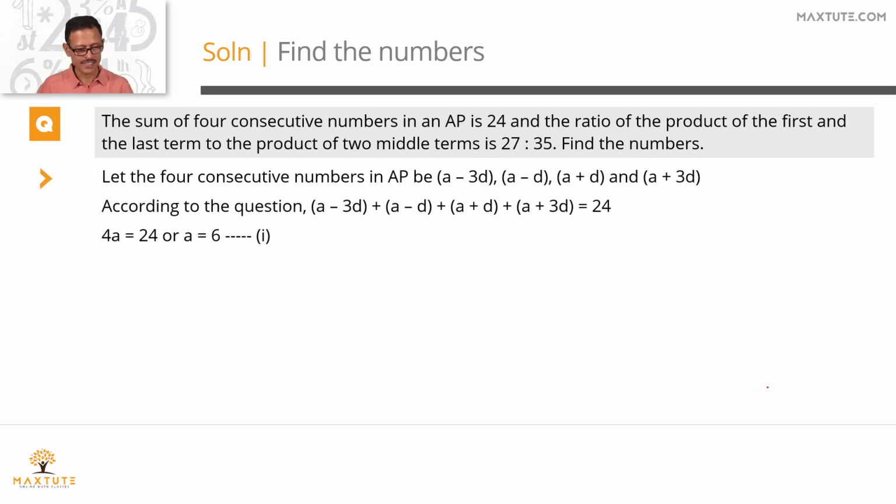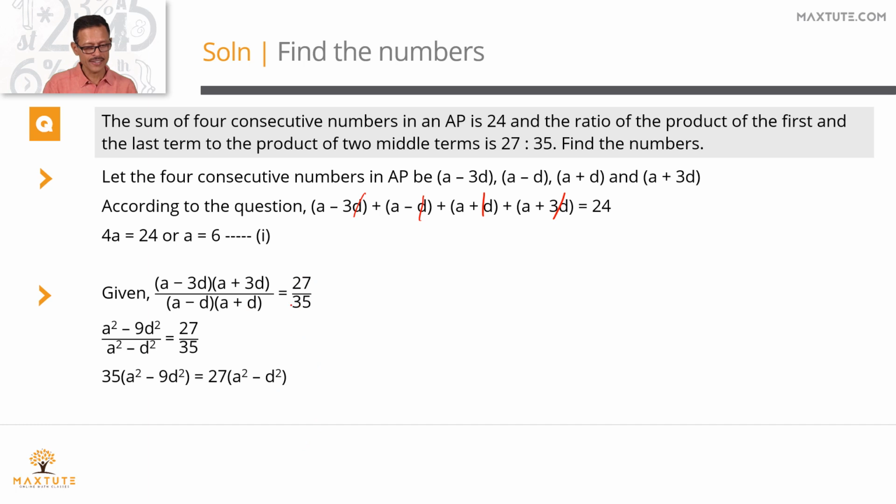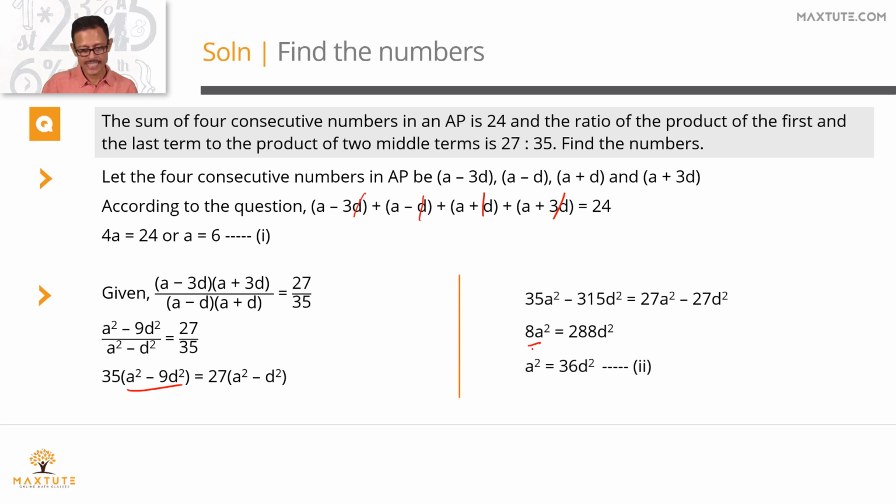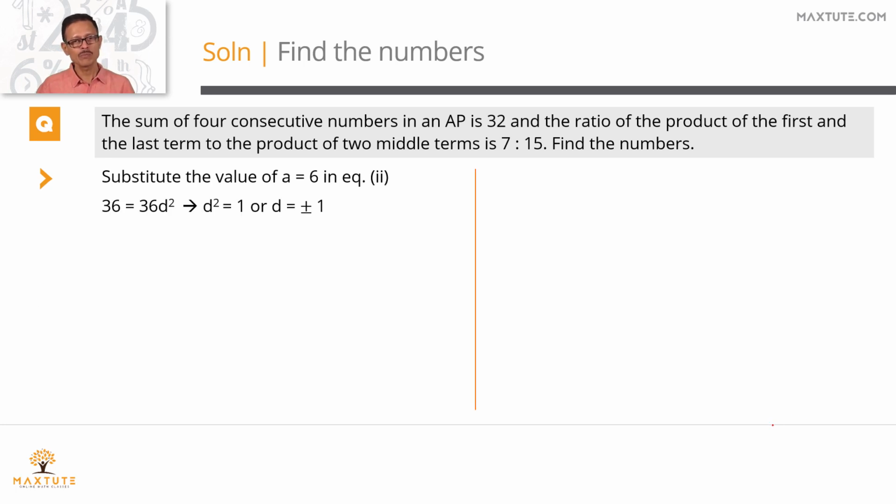Quickly summarize the entire thing in a printed form. Adding these four numbers, the 3d's and d's get cancelled to get the value of a to be 6. Next part is the ratio. The product of the first and the last term, and the ratio of that to the product of the middle two terms is 27 by 35. Cross multiplying and expanding it, 35 into a square minus 9d square is 27 into a square minus d square. Take all a square terms to one side, you get 8a square, and all the d square terms to one side, 288d square. Divide by 8, we get a square equals 36d square. Plug in a as 6, get the value of d to be equal to plus or minus 1.